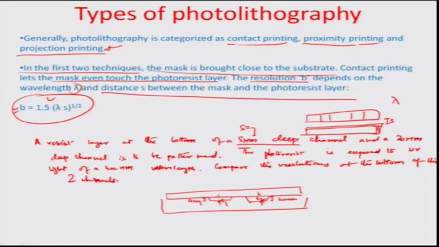So, in one case S1 is 5 microns, in another it is 20 microns, and so obviously the resolution has to change, because if I look back at the resolution formula here, b equal to 1.5 root over lambda S, the S factor here is changing between 5 and 20 microns. The wavelength lambda has been given as 400 nanometers, and we typically want to compare the resolutions at the bottom of the two channels.